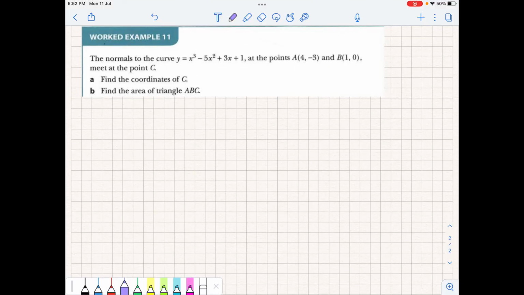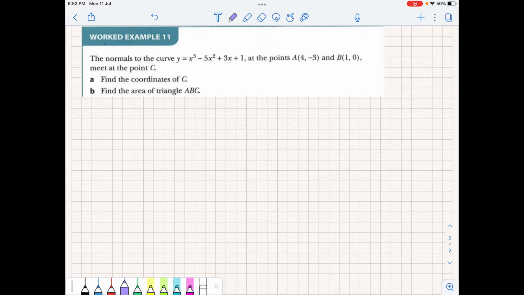Here we are told that the normals to the curve of this cubic equation at the points A and B meet at point C. So the normals are two straight line equations, and when two straight lines meet, they meet at a specific point, and that point happens when the two lines are equal to each other. So our first goal is going to be to find the equation for these two lines.